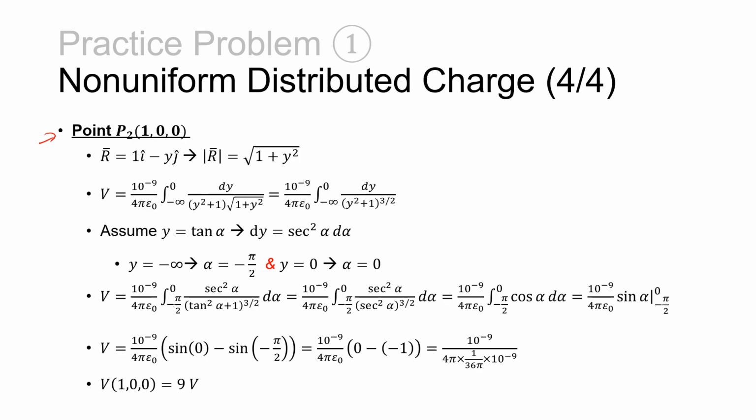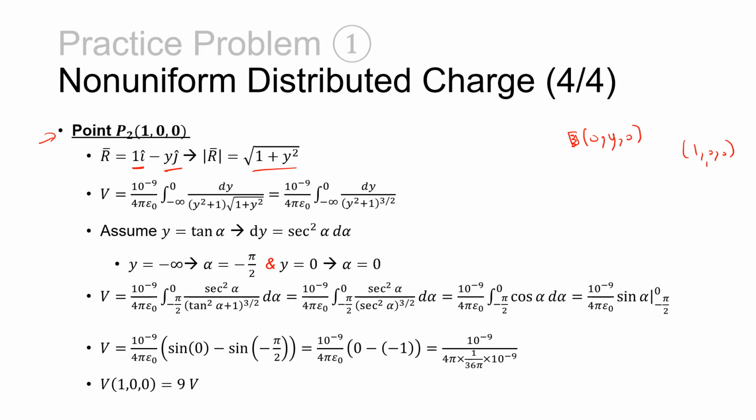For the second point, again, we have the point of calculation 0, 1, 0. This is where our element exists, and we want to calculate at 1, 0, and 0. So 1 minus 0 brings you 1i. 0 minus y brings you minus yj. If you take the magnitude, this will reduce to the root of 1 plus y squared.